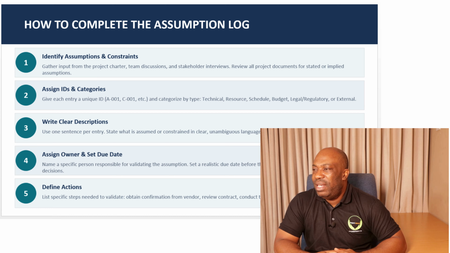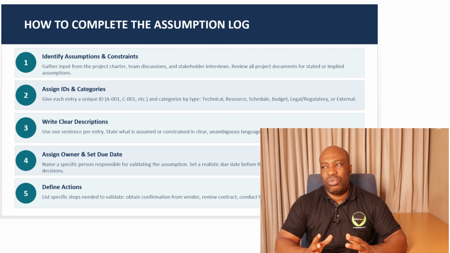Then the third one is you need to write clear descriptions. Use one sentence per entry and state what is assumed or constrained. Be clear and unambiguous, and avoid vague statements. Assumptions should be very clear. Anyone in the project, whether it's a project member, project sponsor, or board member, should be able to take the assumption log, read it, and to some extent understand. So don't try to put vague language in the assumption log. Make sure it's something very simple and very, very clear.